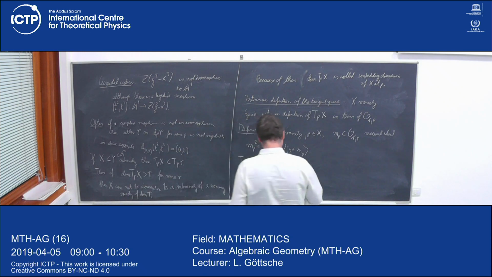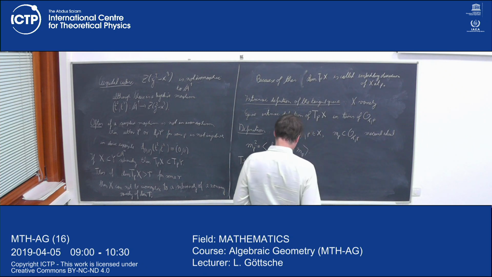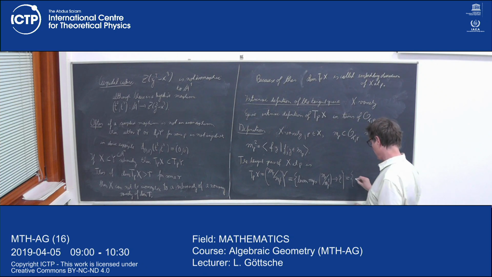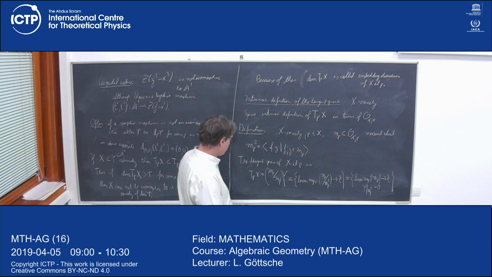So in other words, this is the set of all linear maps from M_P modulo M_P squared to K, or if you wish, you can identify this with all the linear maps phi from M_P to K such that phi restricted to M_P squared is 0, making the obvious identification. So this is the tangent space.